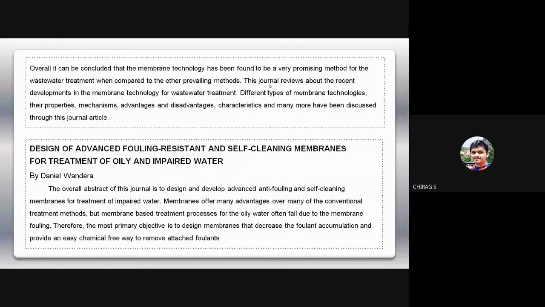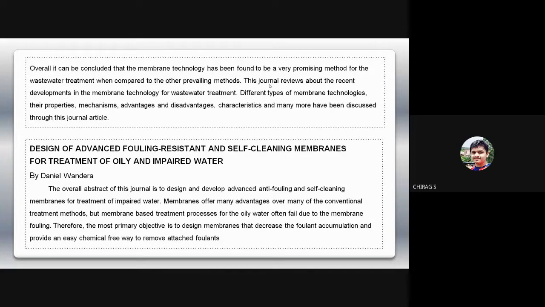And the final main journal among all the journals which we have gone through is the design of advanced fouling resistant and self-cleaning membranes for treatment of oily and impaired water. And this journal was by the author Daniel Vandera. So through this journal, the overall abstract is to design and develop advanced anti-fouling and self-cleaning membranes for treatment of impaired water.